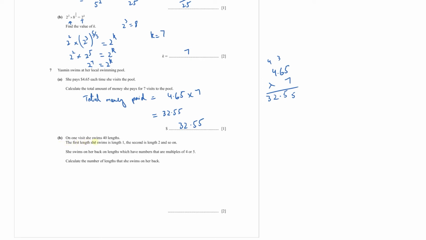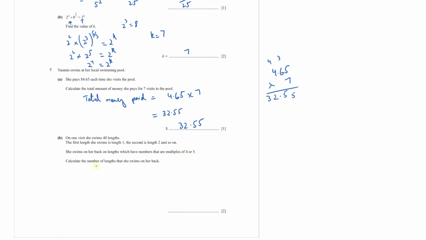On one visit, she swims 40 lengths. The first length she swims is length 1, the second is length 2, and so on. She swims on her back on lengths which have numbers that are multiples of 4 or 5. Calculate the number of lengths that she swims on her back. So she swims 40 lengths from 1 till 40, and on the length number which is a multiple of 4 or 5, she swims on her back.